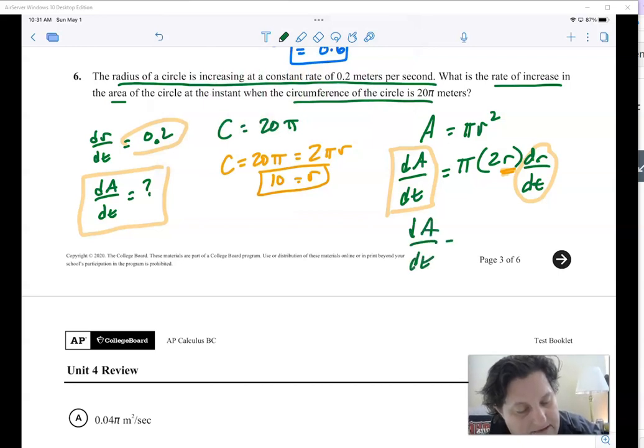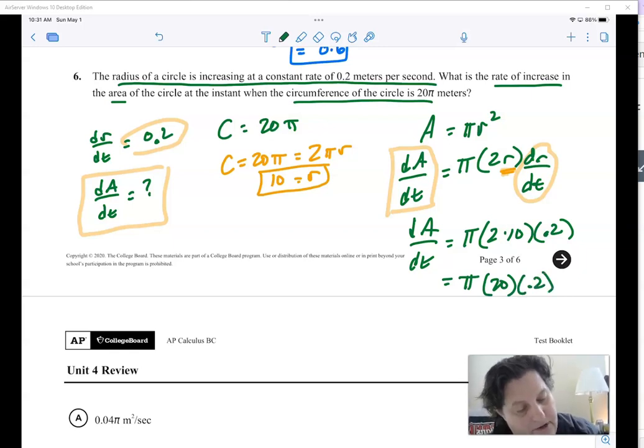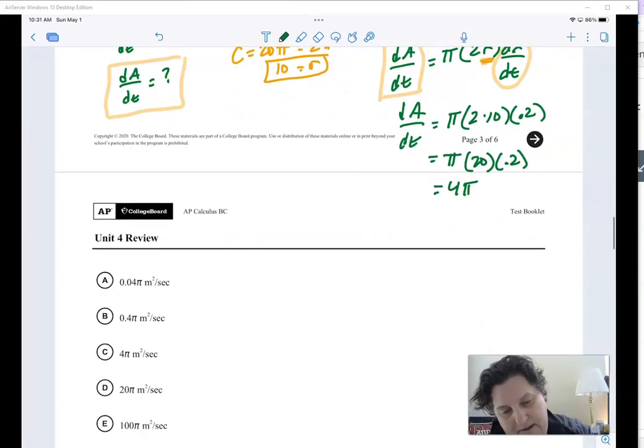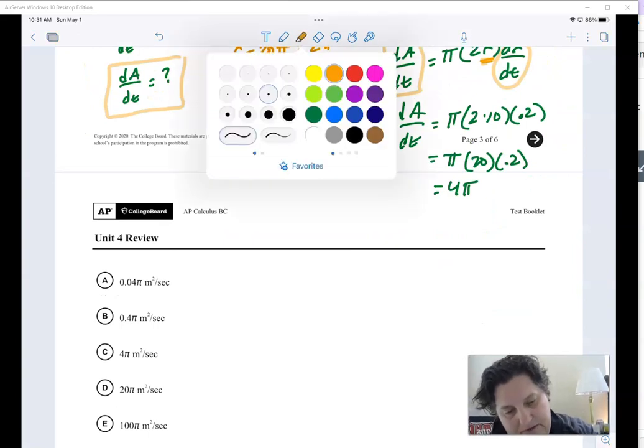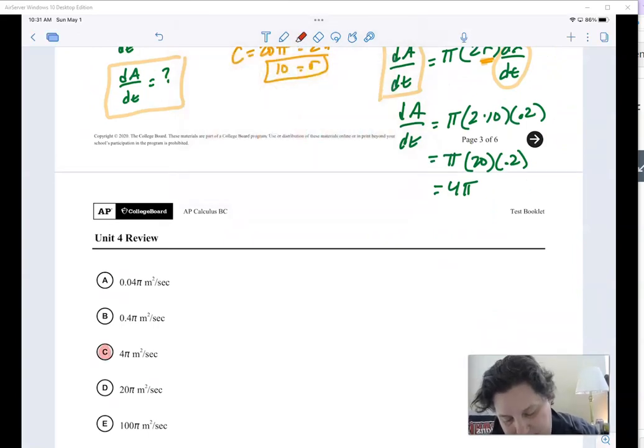I can find dA/dt is pi times 2 times 10, and dr/dt is 0.2. So that's 20 times 0.2. 20 times 2 is 40, and if I move the decimal over, it is 4, so that's going to equal 4 pi. Oh, that's rude. They really wanted to make sure I knew how to do that decimal thing. Okay, 4 pi. There we go.